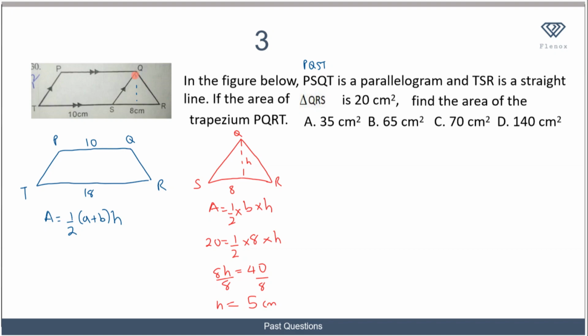So the height of this triangle is 5 cm, and therefore the height of this trapezoid will also be 5 cm. So now I can calculate the area. So the area is going to be equal to half into bracket, the value of A is 10 and the value of B is 18, then my height is 5. So that becomes half times 10 plus 18, which is 28, times 5. So 2 goes into 28, 14 times, and 14 times 5 gives me 70. So the area of the trapezoid is 70 centimeters square, and that makes the correct option B.